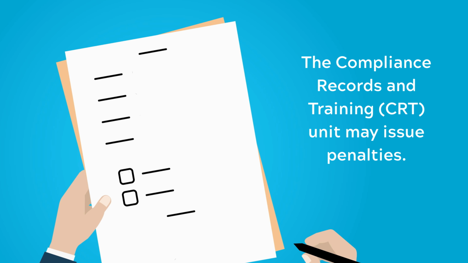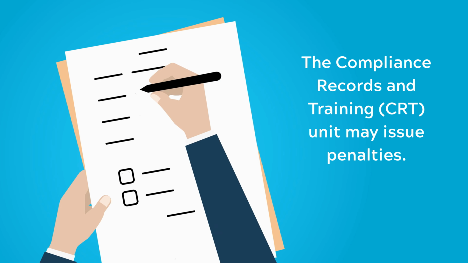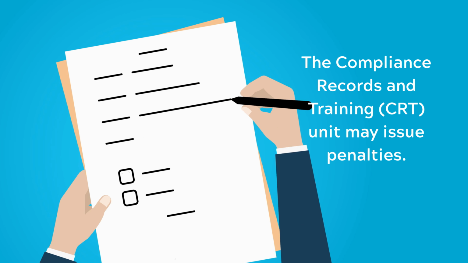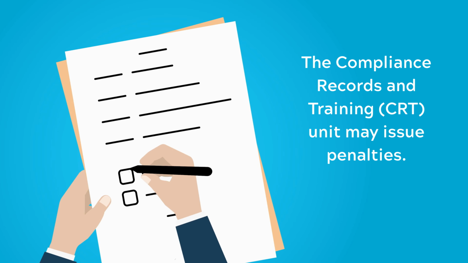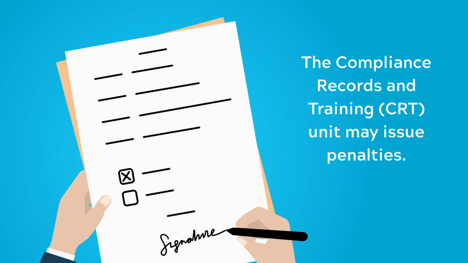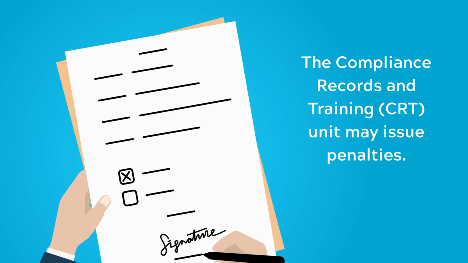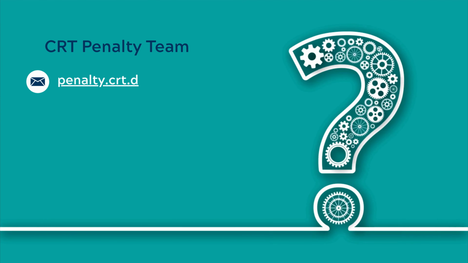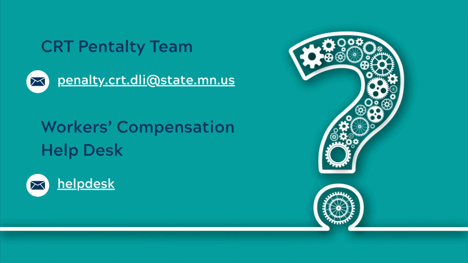A provider may request a penalty if they feel the actions of the insurer are not following Minnesota statutes and rules. To request a penalty, complete a penalty request for failure to pay or deny rehabilitation invoice form. If you have any questions about the penalty process, contact the CRT penalty team by email at penalty.crt.dli@state.mn.us or contact the help desk. Links to the form can be found in the video description.